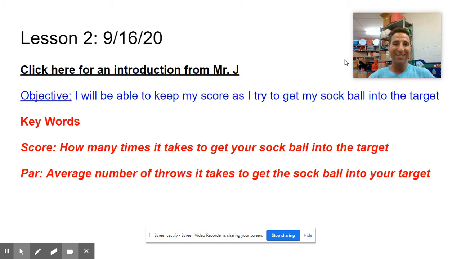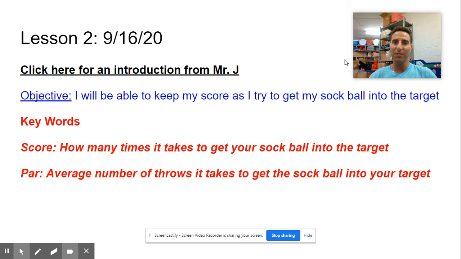Our objective for today is: I will be able to keep my score as I try to get my sock ball into the target, and our two key words are the word score and the word par. So we're going to be working on adding up our score after we get our sock ball into the target, much like golfers do on a scorecard as they go through the golf course. And after they're done, they will add up their score for each hole to get a total score when they are finished. Remember, in golf, the lowest score is going to win the game.